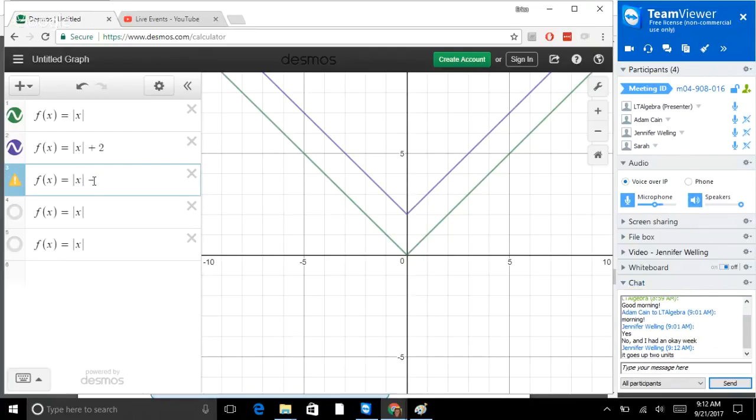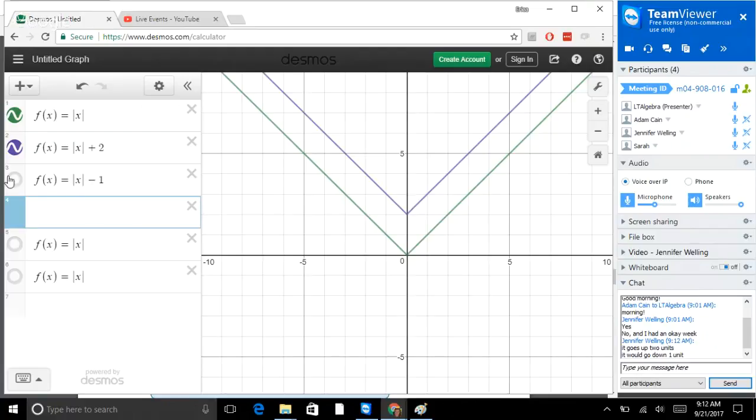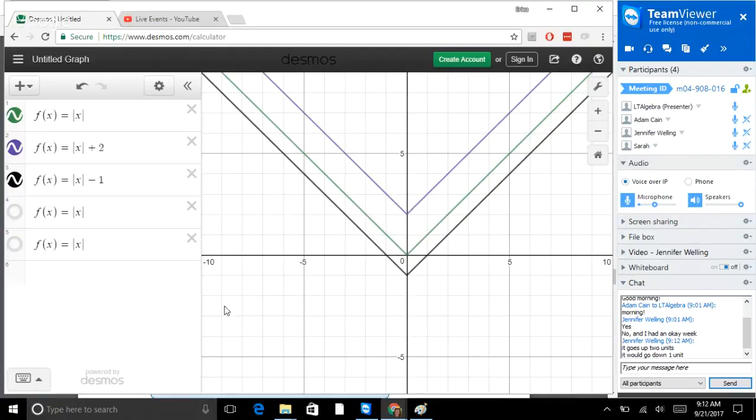So what do you think happens if we subtract? Yep, exactly, Jennifer. What do you think happens if we subtract 1? Before I type it in, because it'll go right away. So just think in your head, when I subtract 1? Exactly, it goes down 1 unit, right? Oops, I got to turn the graph back on so we can see it. It goes down 1 unit. Say we're making art, right? Now, when we add outside the function, we're basically shifting the graph vertically, up and down, okay?